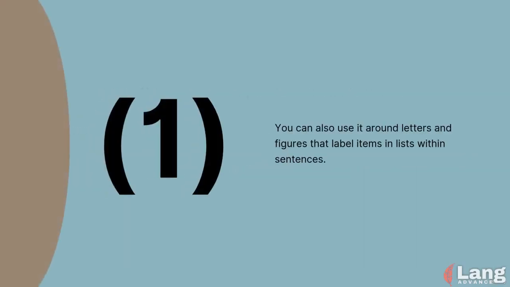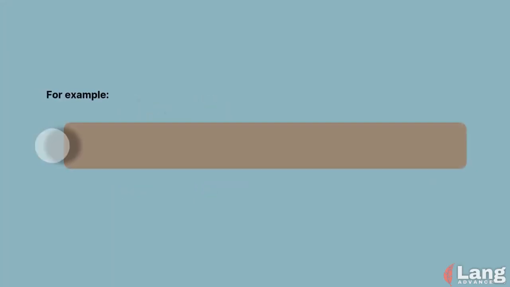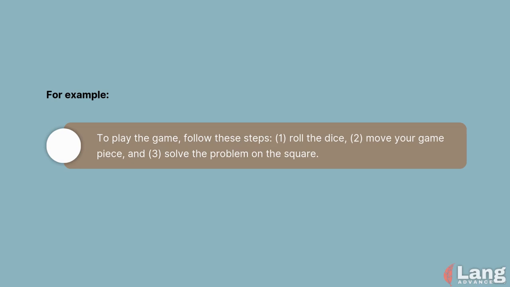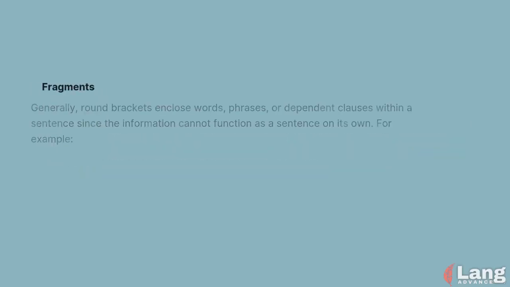You can also use it around letters and figures that label items in lists within sentences. For example, to play the game, follow these steps: (1) Roll the dice, (2) Move your game piece, and (3) Solve the problem on the square.